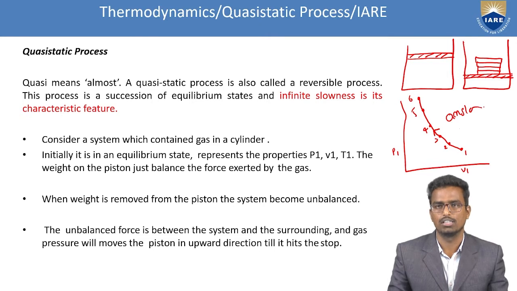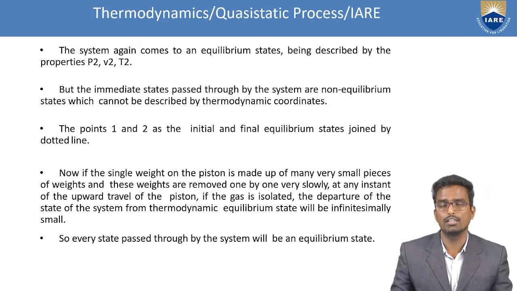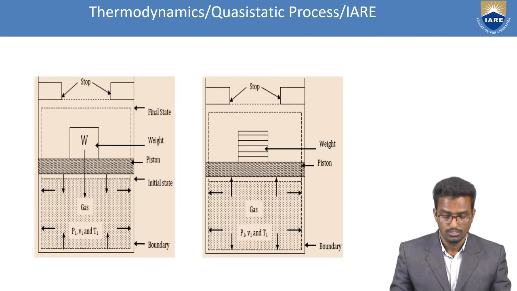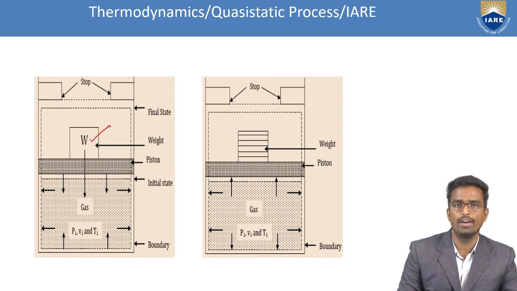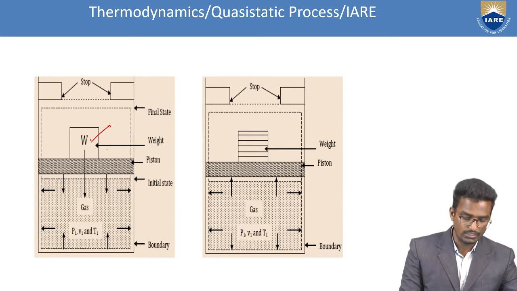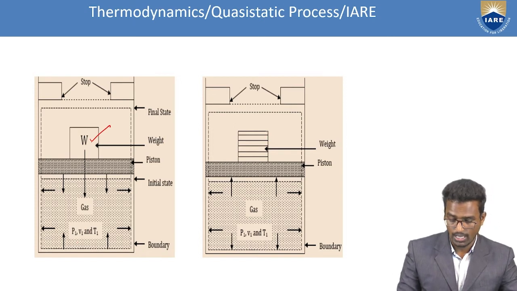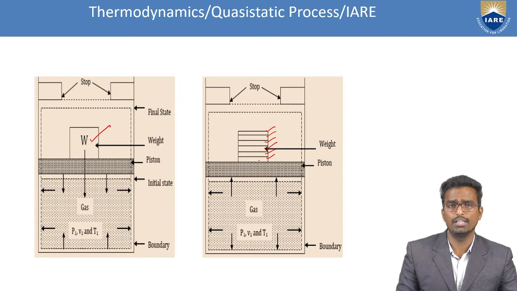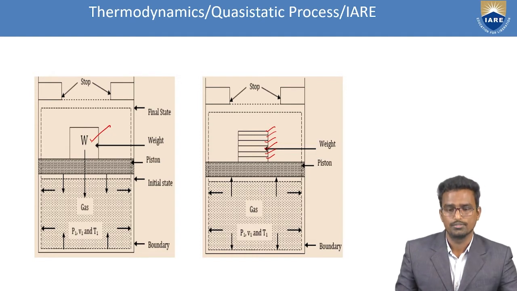This is an example for the quasi process. Everything I explained is the same, and you can see the diagrams from here. In the first case, I added the whole weight at a single instant, and the gas inside the cylinder gets compressed. In the second case, with the same amount of weight, instead of a single weight I added slices of weights, slowly one by one. So this is an example for the quasi-static process.